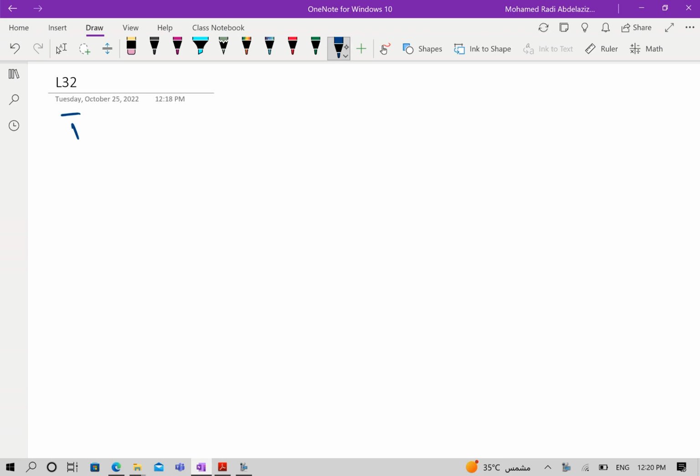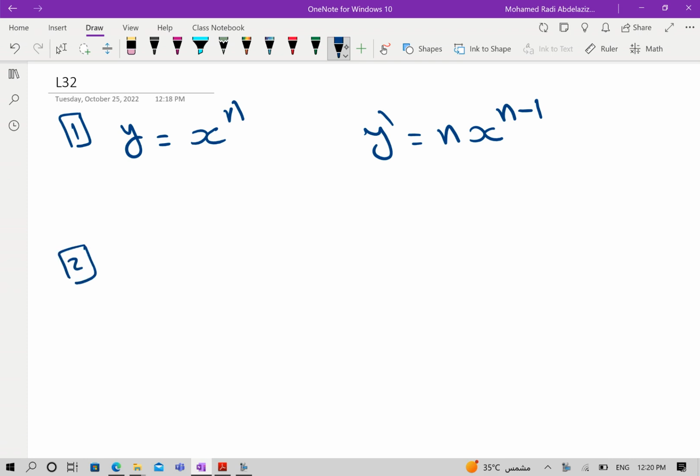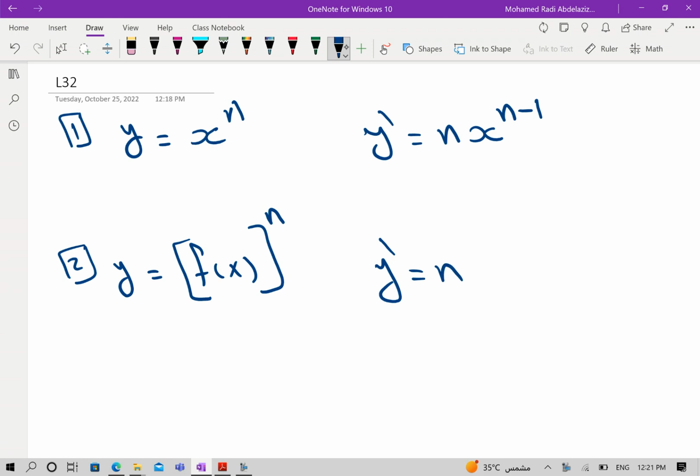We'll revise all the rules for differentiation. Number 1, if we have a function written in the form of x to the power of n, so y dash will be n x to the power of n minus 1. Number 2, if we have a function written as f of x all to the power of n, how to differentiate? Drop the power, then minus 1, then differentiate the function f dash x.